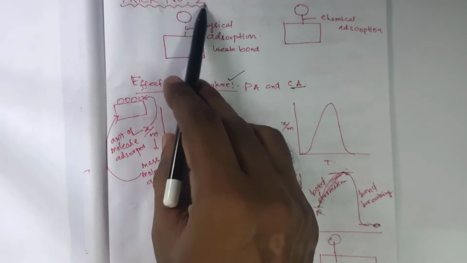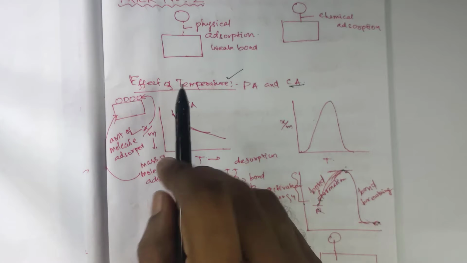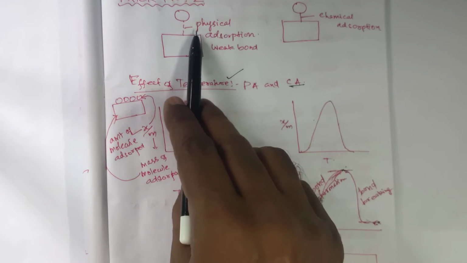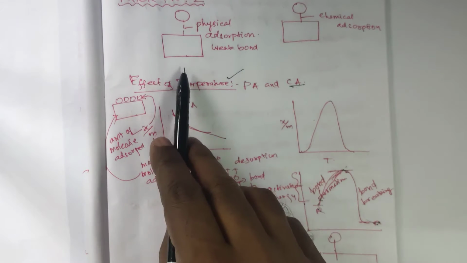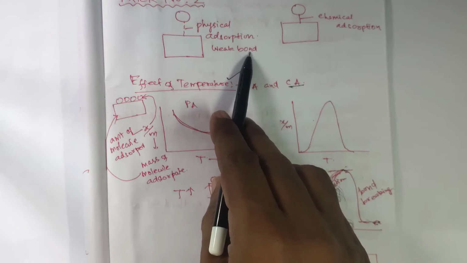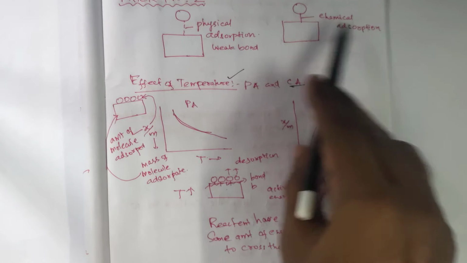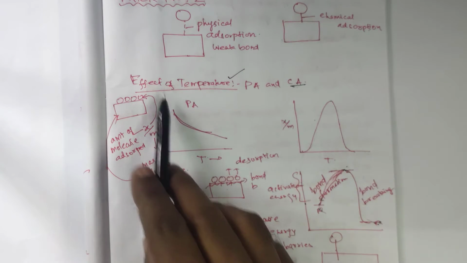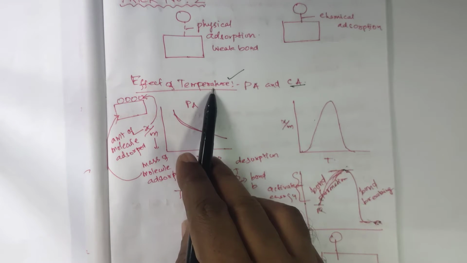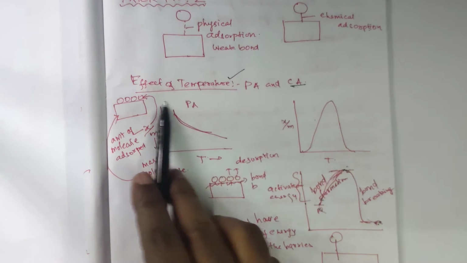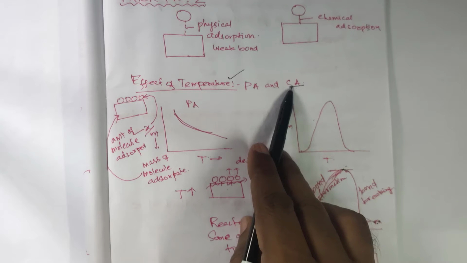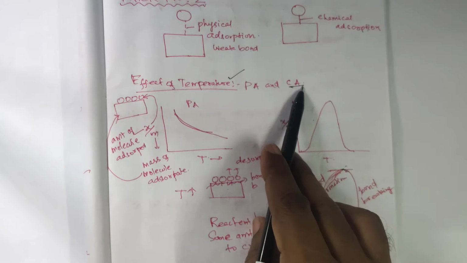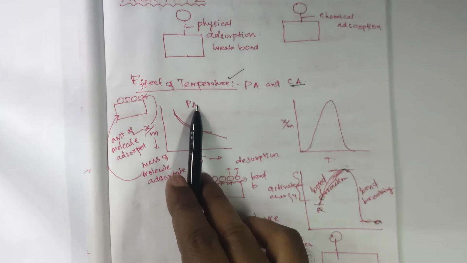Now, trick number 2. Whenever the adsorption is physical adsorption, a weak bond is formed. Whenever it is chemical adsorption, a strong bond forms between the surface and the molecule. Trick number 2 is the effect of temperature on adsorption, for physical adsorption and chemical adsorption. First we move to the physical adsorption.